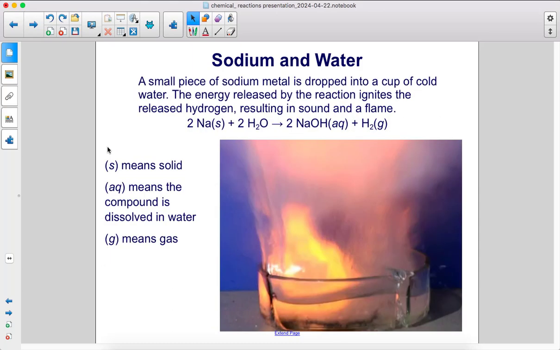A small piece of sodium metal is dropped into a cup of cold water. The energy released by the reaction ignites the released hydrogen, resulting in sound and a flame. The S here means solid, AQ here means the compound is dissolved in water, and G means gas.